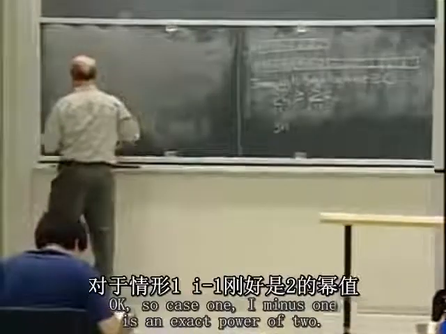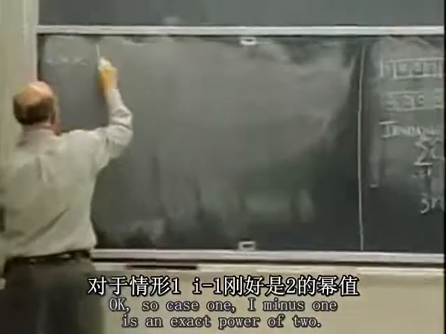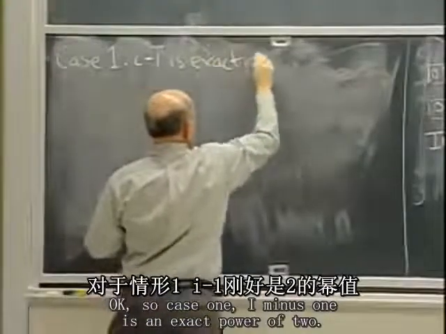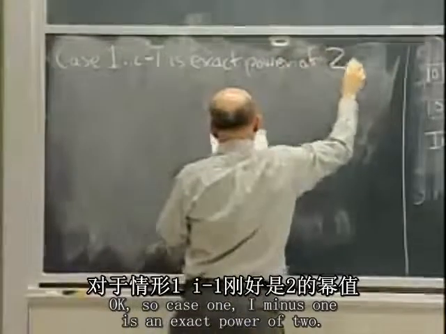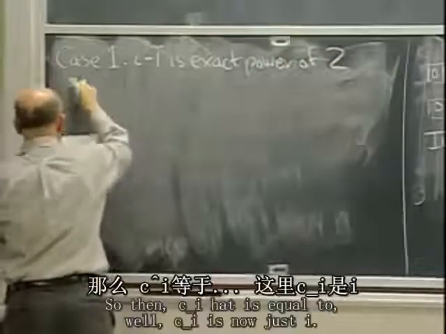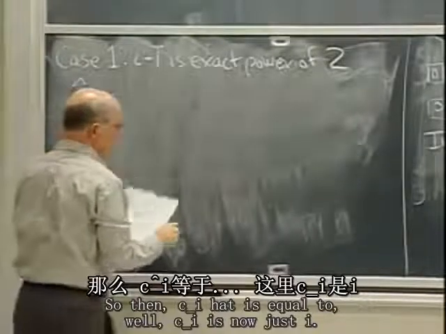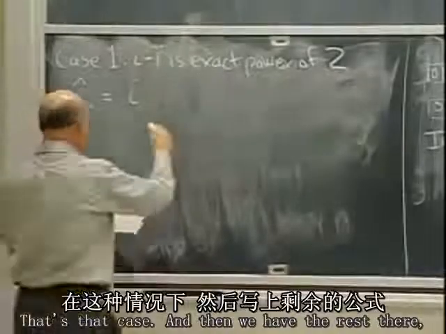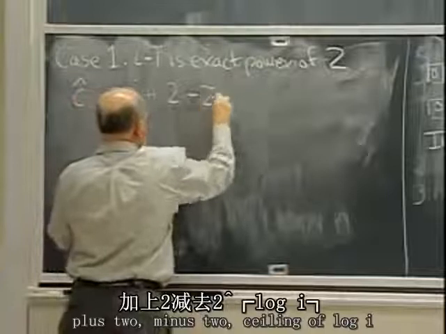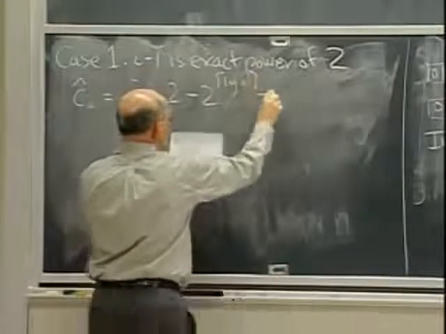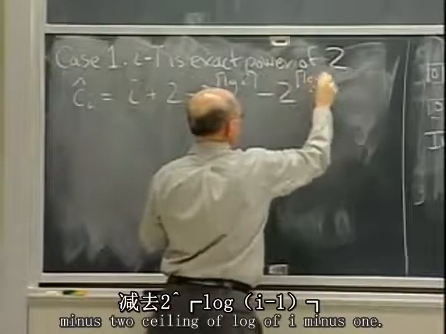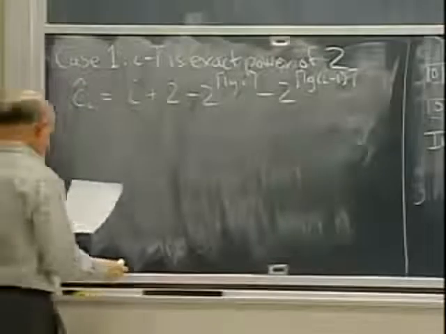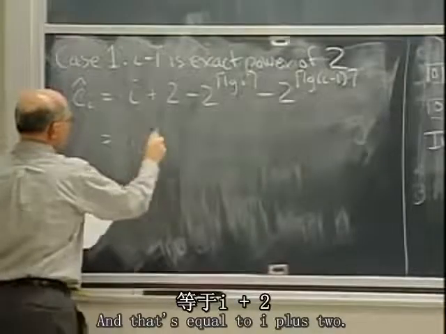Okay, so case 1, I minus 1 is an exact power of 2. So then C_i hat is equal to, well, C_i is now just I. That's that case. And then we have the rest there, plus 2 minus 2 to the ceiling of log I, minus 2 to the ceiling of log of I minus 1. And that's equal to I plus 2.